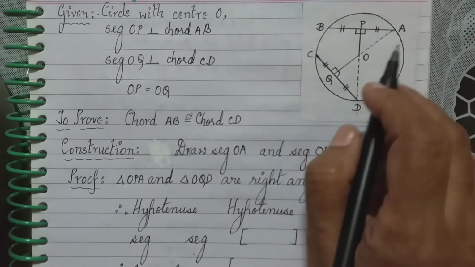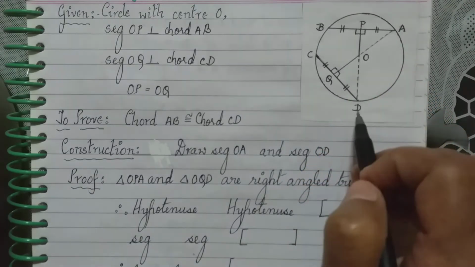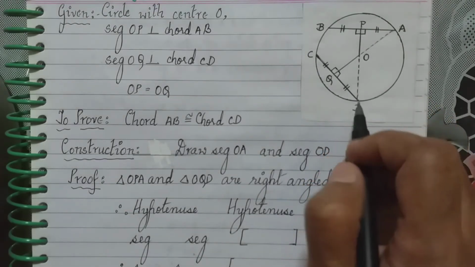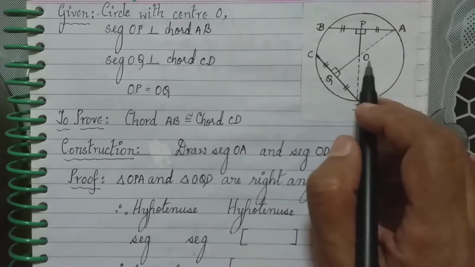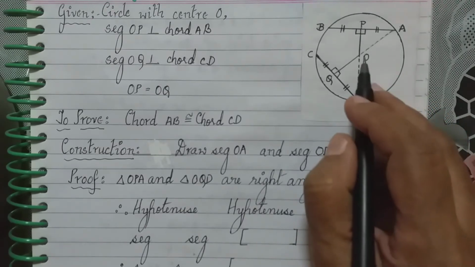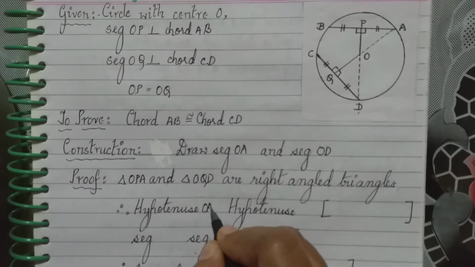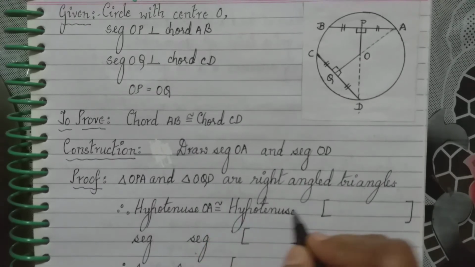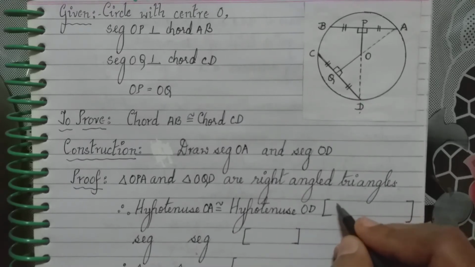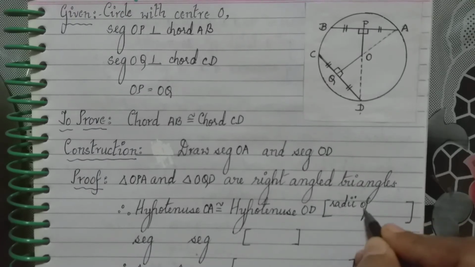Now, look at their hypotenuse. Here the hypotenuse is OA and here the hypotenuse is OD, and both these hypotenuse are nothing but the radii of the same circle. Therefore, hypotenuse OA is congruent to hypotenuse OD. So, I write here hypotenuse OA is congruent to hypotenuse OD. Reason: radii of the same circle.